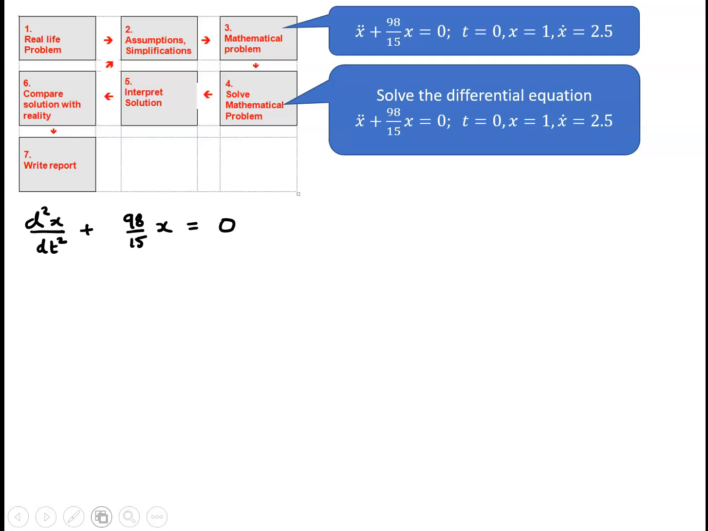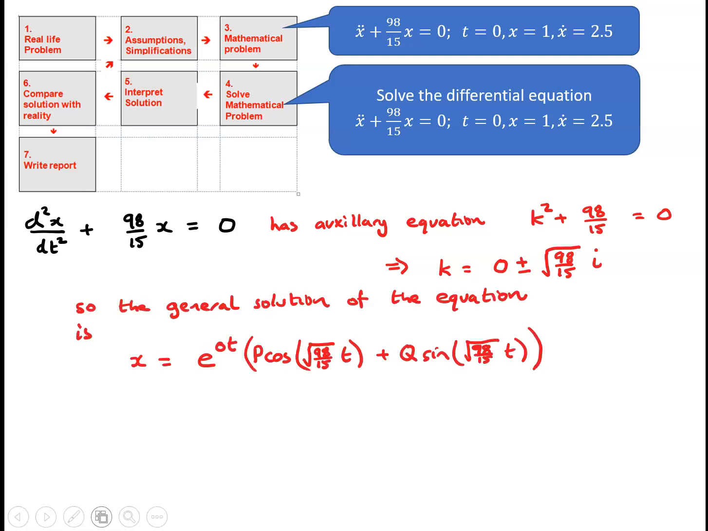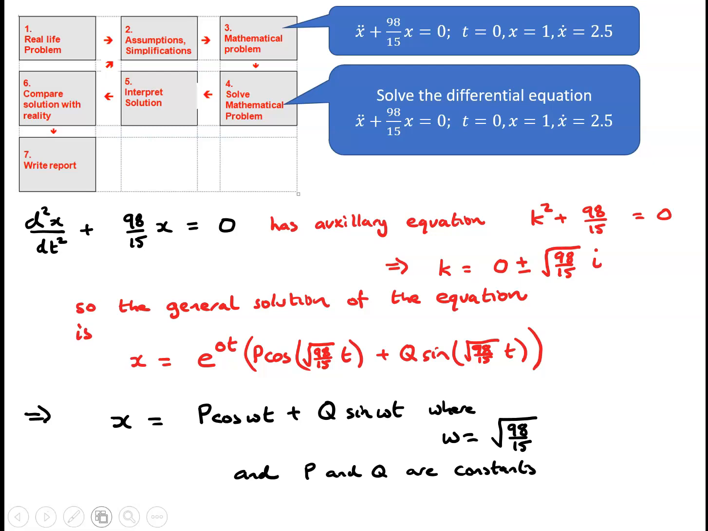For the equation x double dot plus 98 over 15 times x equals 0, the auxiliary equation is simply k squared plus 98 over 15 equals 0. In other words, we've got k must be 0 plus or minus the square root of 98 over 15 i. And that means that the general solution of the equation is going to be of the form x equals e to the naught t times p cos the root of 98 over 15 times t plus q sine the root of 98 over 15 times t. In other words, we've got x equals p cos omega t plus q sine omega t, where omega is the square root of 98 over 15. And p and q are constants that we haven't yet found.